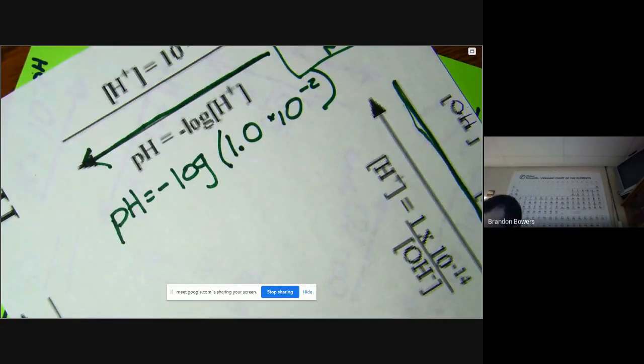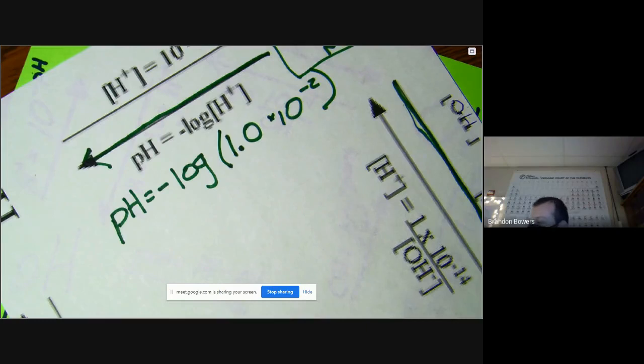All right, so let's plug this in. Negative log of 1.0 times 10 to the negative second. Close my parentheses. What are you guys getting? 2? I got 2 as well. So is this solution an acid or a base? It's an acid. Does that make sense?